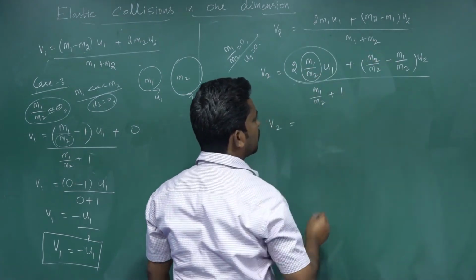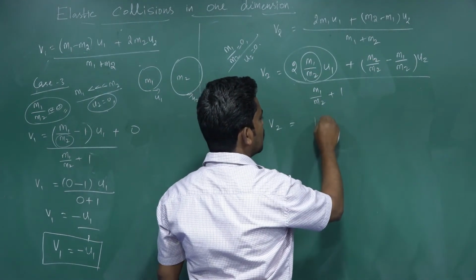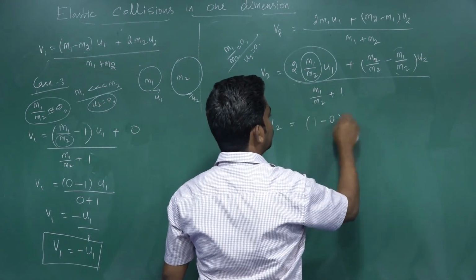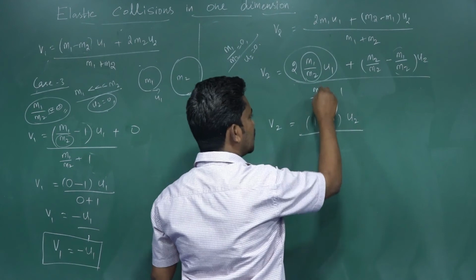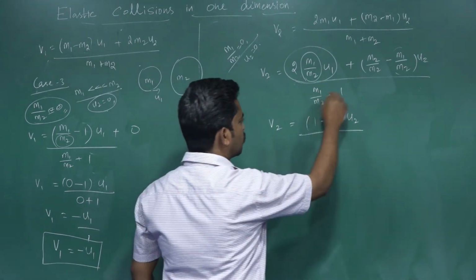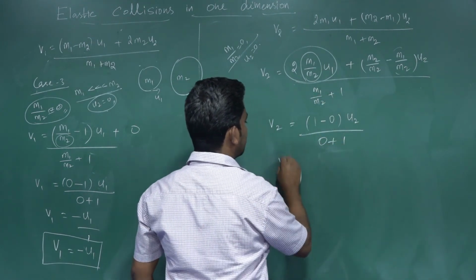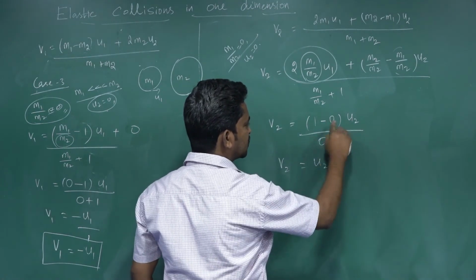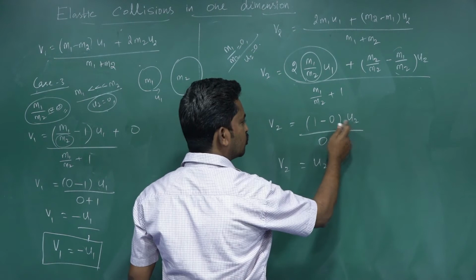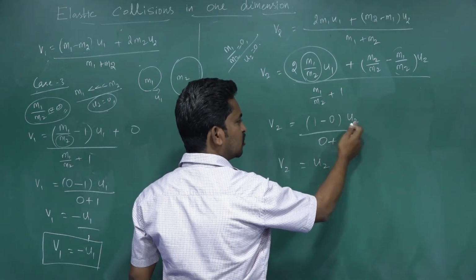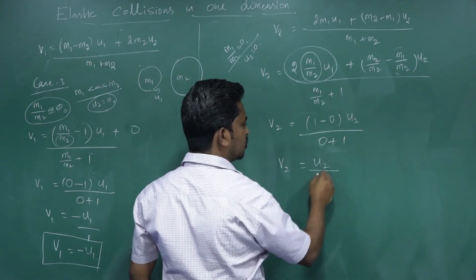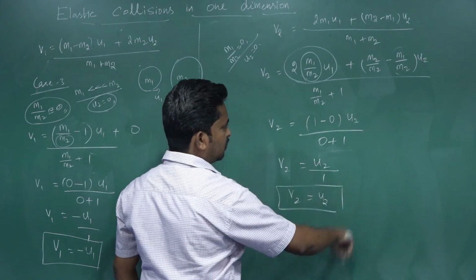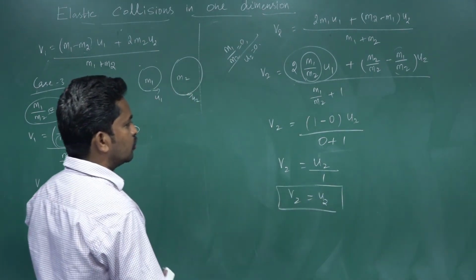Here M2 divided by M2 is 1, minus M1 divided by M2 which is 0, times U2, divided by M1 by M2 which is 0, plus 1. So V2 is equal to U2 minus the term which is 0. So U2 into 1, U2 minus 0 into U2, divided by 0 plus 1, which is 1. So V2 is equal to U2.